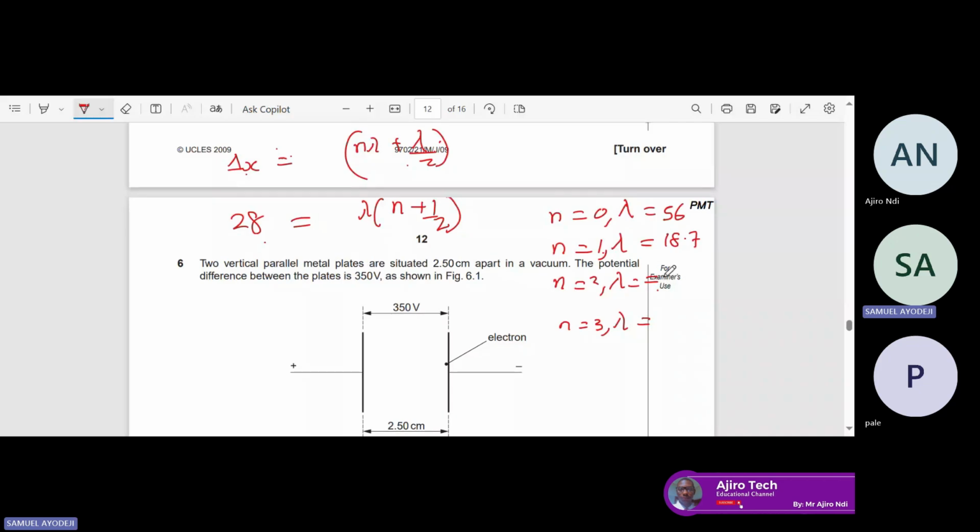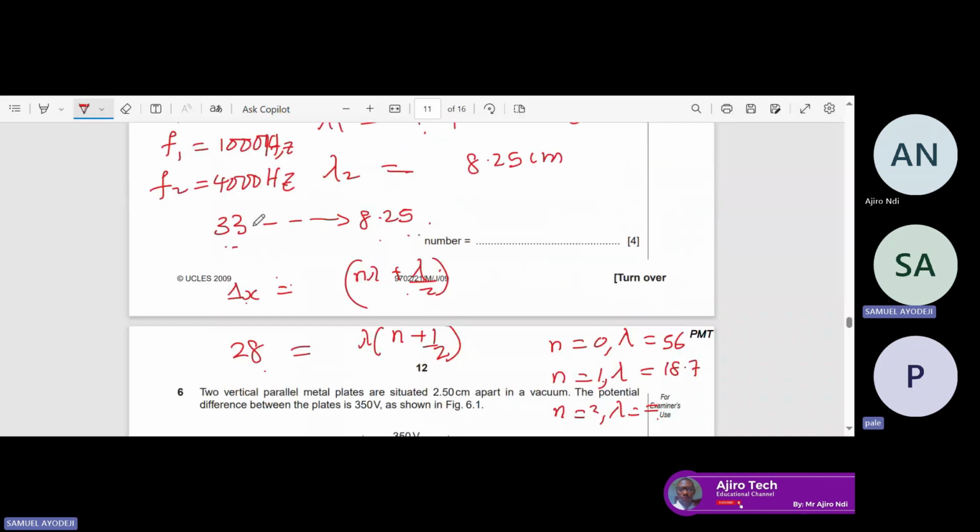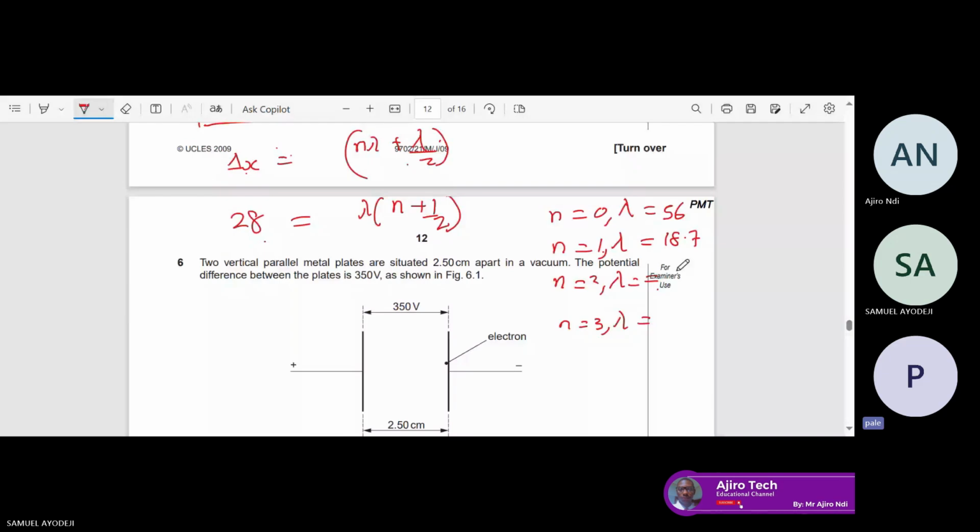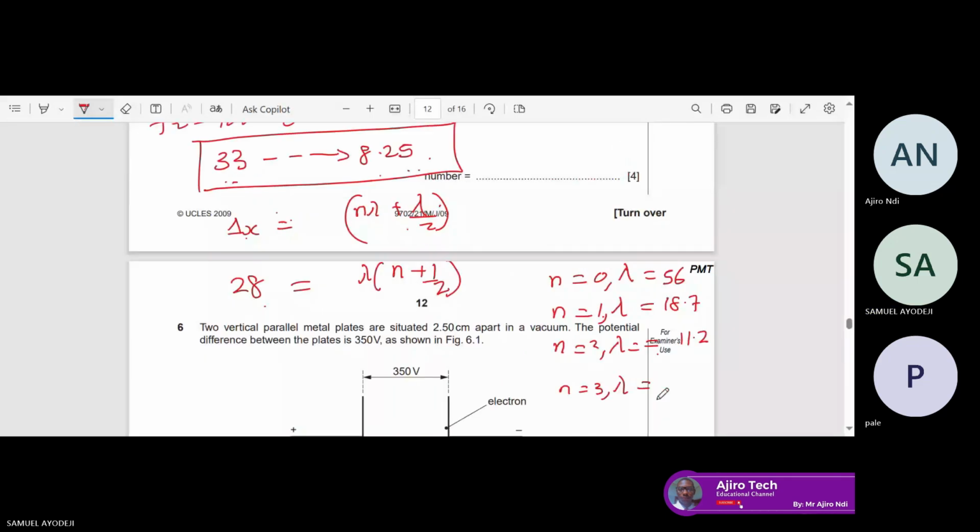We are looking for it between this and this. This is the range given now. Yes, 11.2. Is 11.2 still within the range? Okay, fine. Let's go to 3.